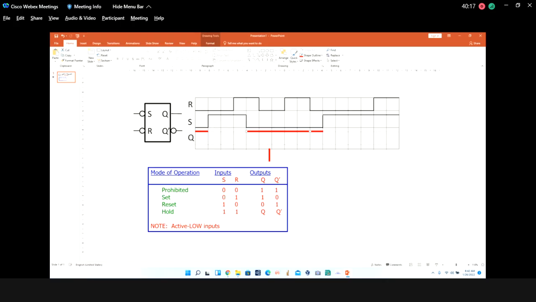How about this one? This one is S is 1, R is 0, the output Q equal to 0. Same goes to this one, Q equal to 0. And after that is 1, 1, which is hold, so Q remains at 0. Like that. This one is also in reset mode, so it should be 0. And you just copy this one and put it here.